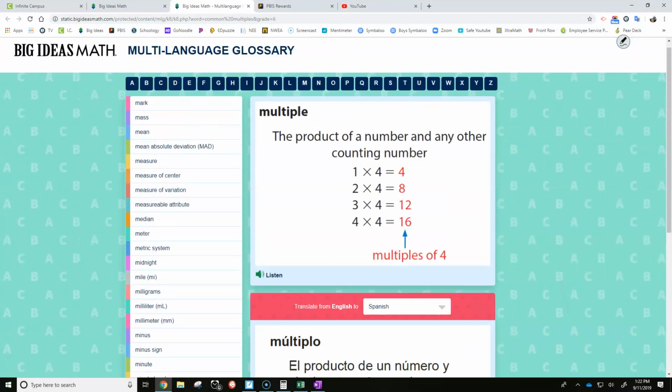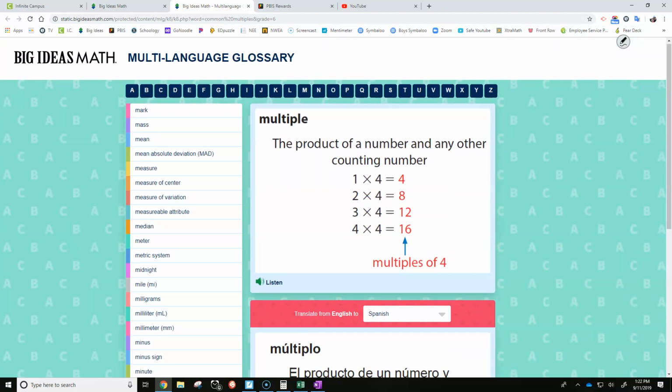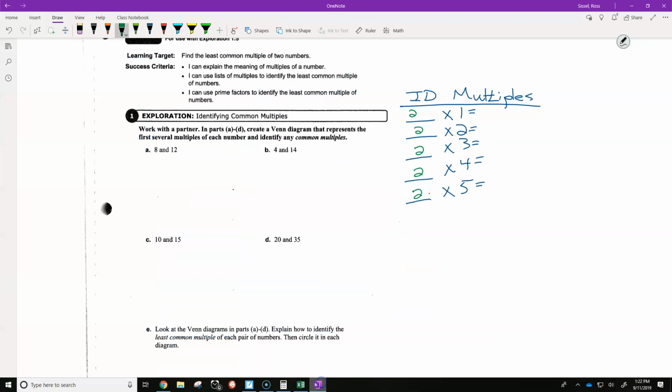Multiple. The product, which is exactly what you were saying, Mason, of a number and any other counting number. So right now I'm going to ask you to find the multiple. You're going to find the answer to multiplication when you use a specific number and you can multiply it by any other number.